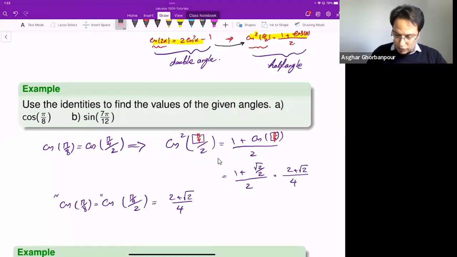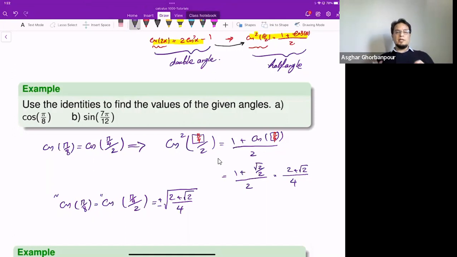Then the square root of that, either plus or minus, will be cosine of pi over 8. Can anyone tell me, is it going to be plus or minus in this case?